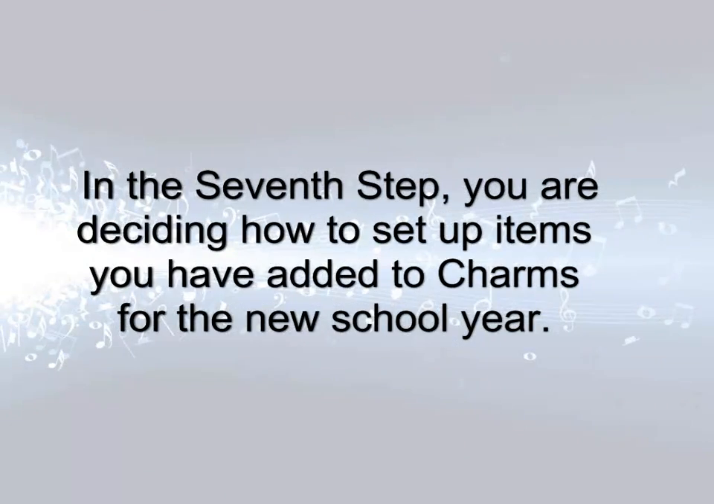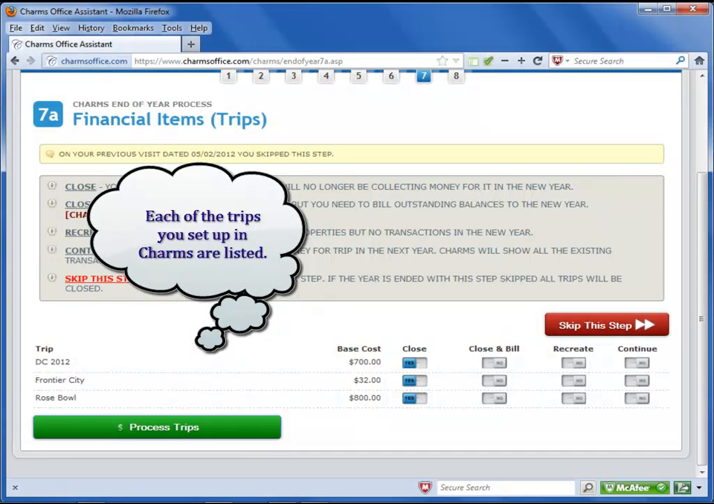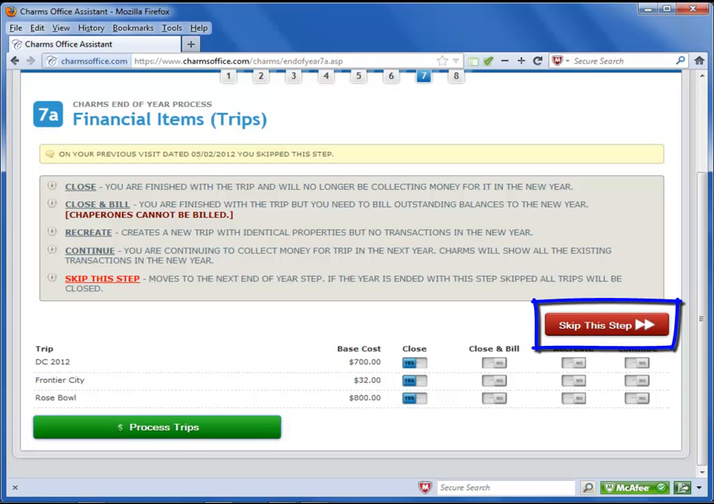It is broken down into several separate screens, but each item works basically the same. You are deciding how you want to handle the processing of each type of item going into the next school year. On Step 7A, your trips are listed. You must decide how to handle each trip you have set up in your system. You can skip this step to tell charms to simply close all trips without taking further action. But there are several options to help you manage the trips going into the next school year.